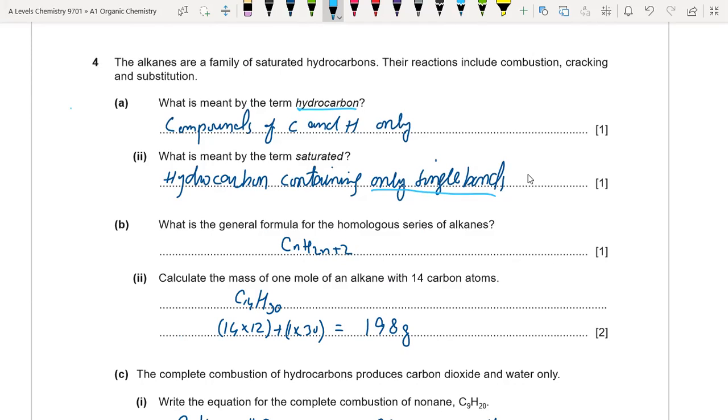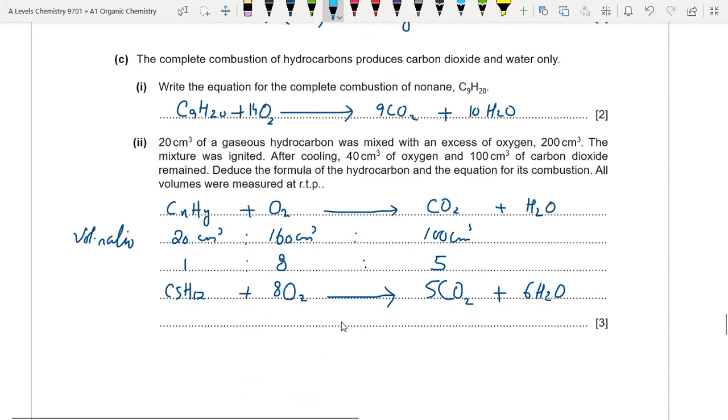What is the general formula of the alkane series? CnH2n+2. For a 14 carbon atom alkane, calculate the mass of 1 mole. C14H30 will be calculated as 198 grams for 1 mole.